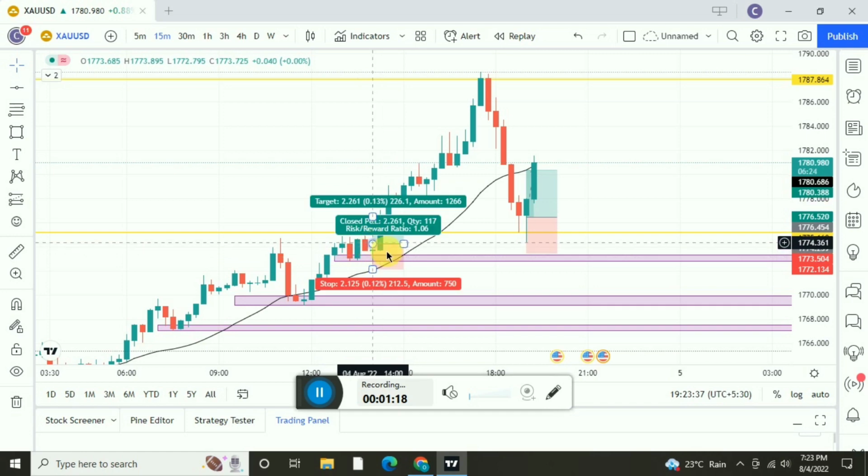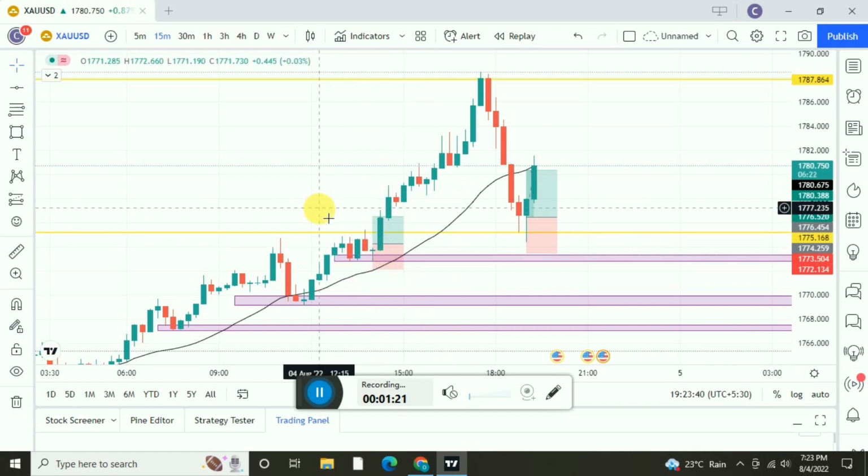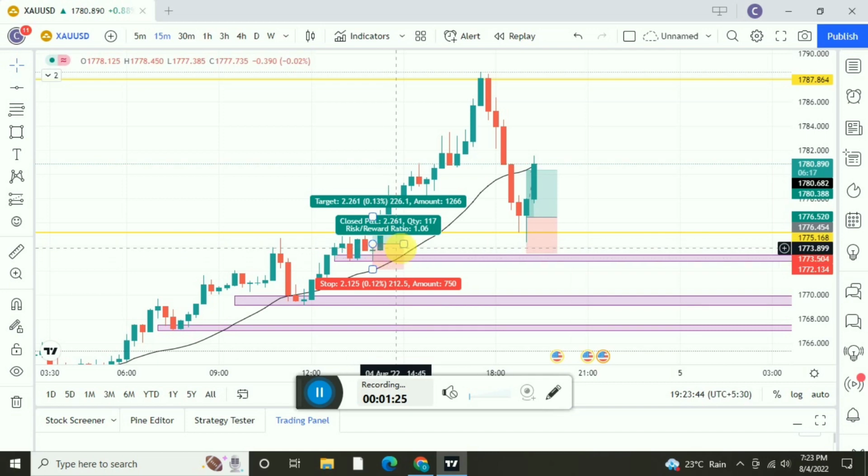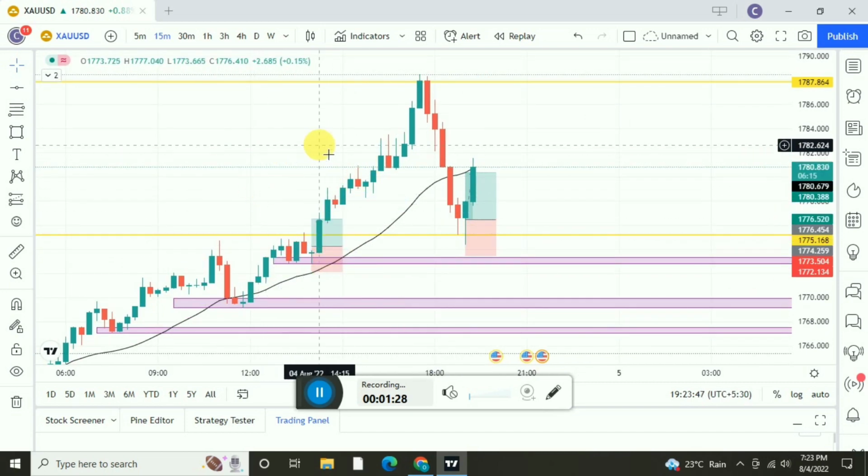On the third wave, I entered, but I was unable to record, and I got 1:1 over here also. I booked 2 pips in another account, in my live funded account.